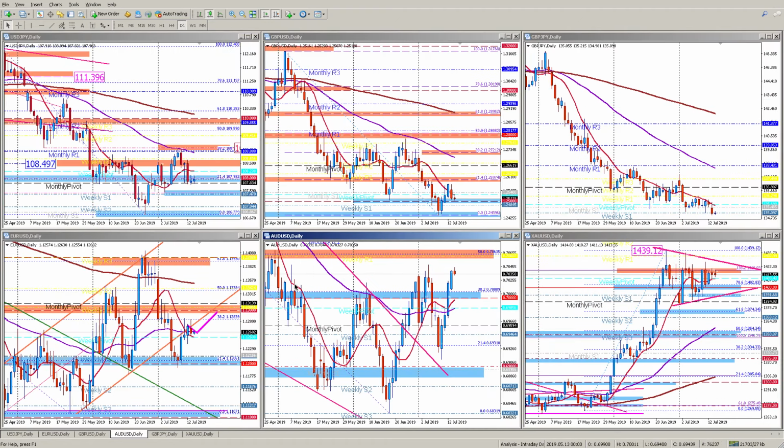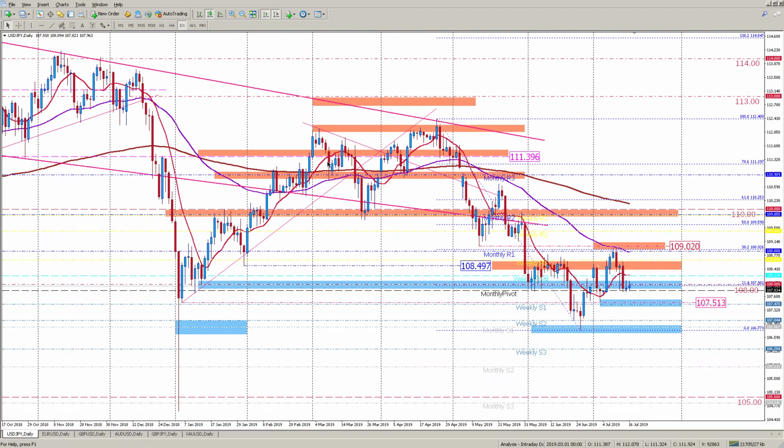Okay, let's go to the dollar yen pair, and very small range yesterday. It's only about a 30 pip range. It found support at the monthly pivot and is attempting to retrace back after the bearish move on Friday.